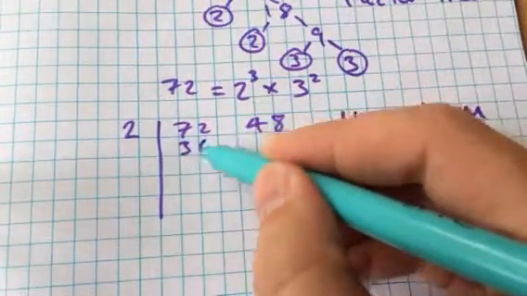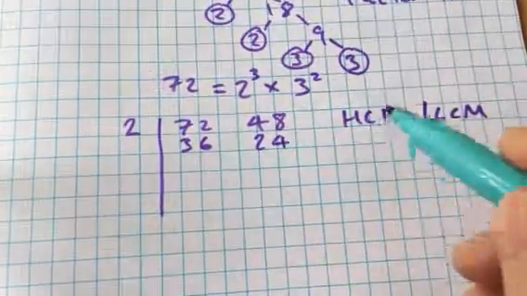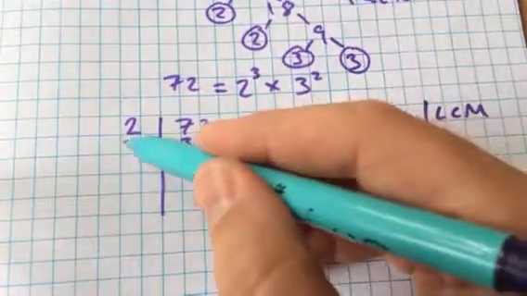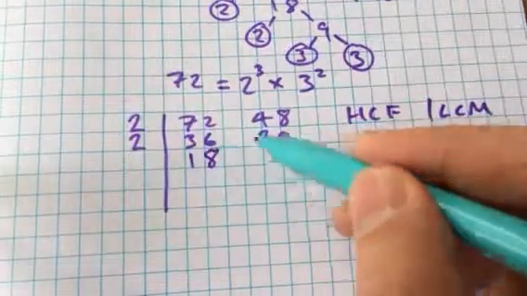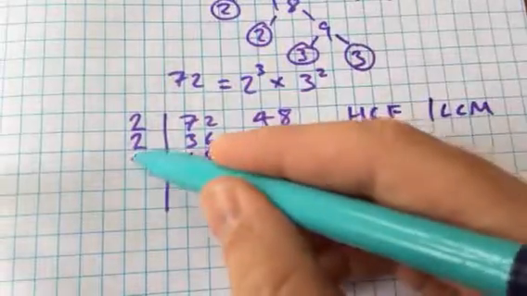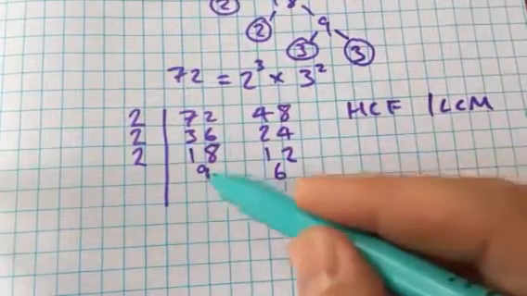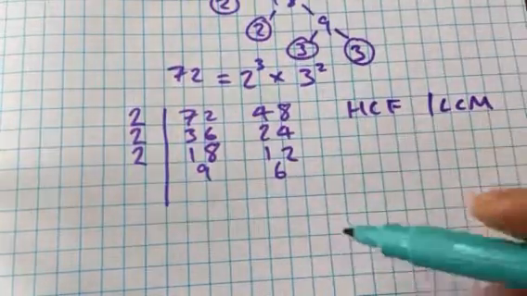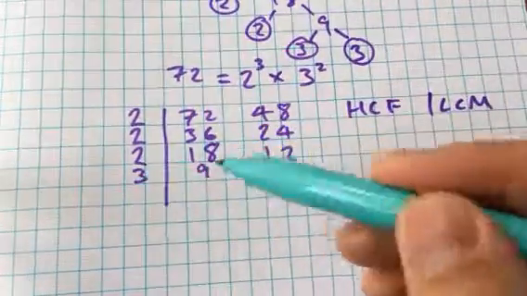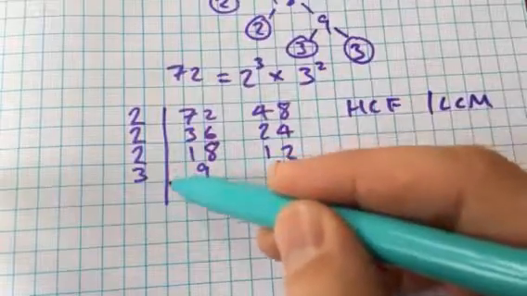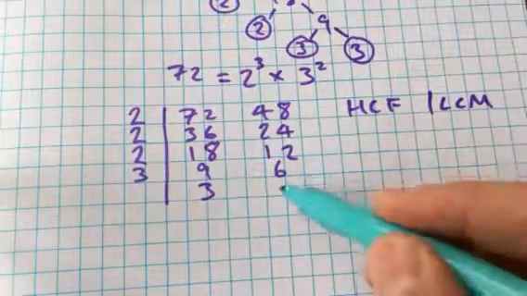And so I'll go, well, that's even, that's 36, that's 24. Divide them both through again, they're both even, so I can divide through by 2 again. I get 18 and 12, they're still even, so I can divide through again. I get 9 and I get 6, and I can still divide them by the next prime factor, which will be 3. But I stop when I get a prime in this row here.